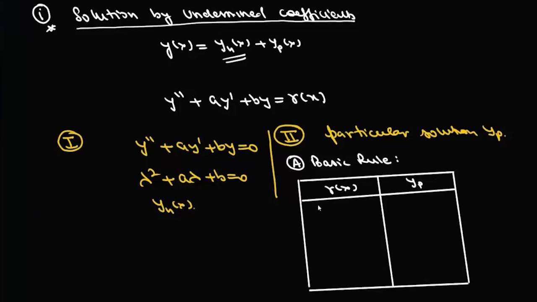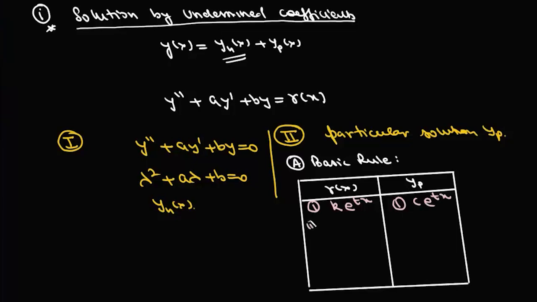Now the first one is, if r(x) is an exponential function, some k e^(γx), we are going to choose yp as some C e^(γx). So if it is an exponential function, we'll assume that exponential function is yp, and we'll just change the constant.